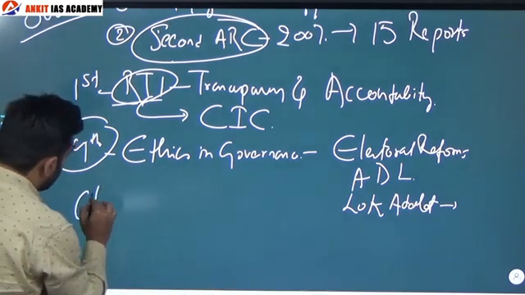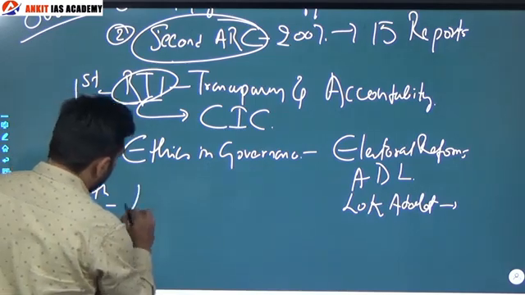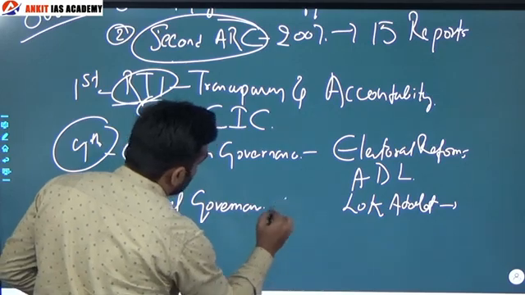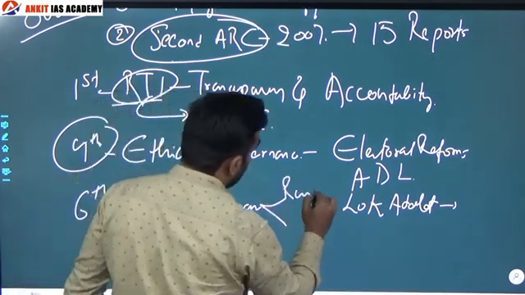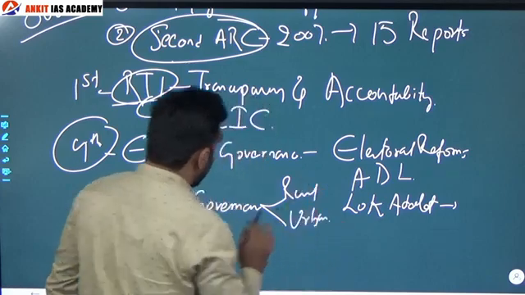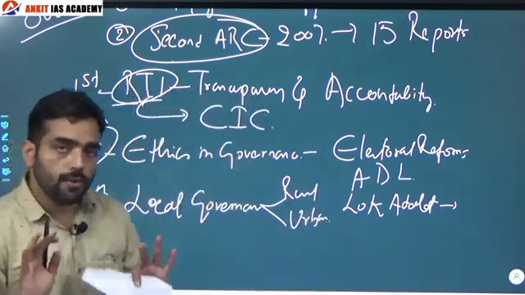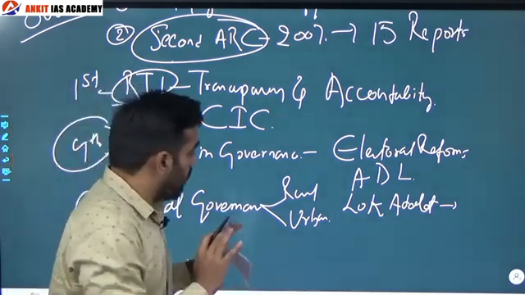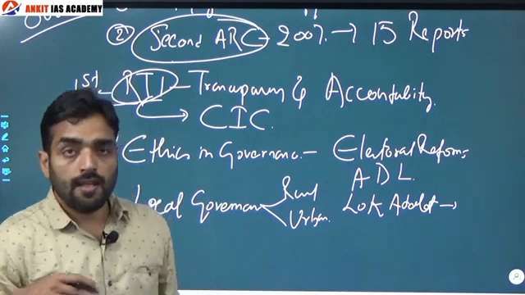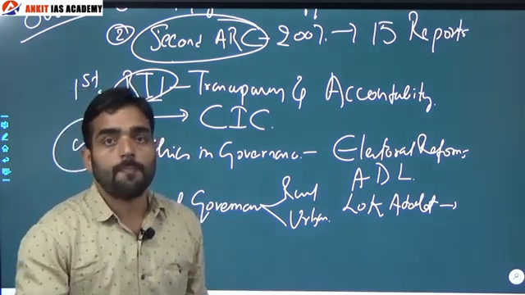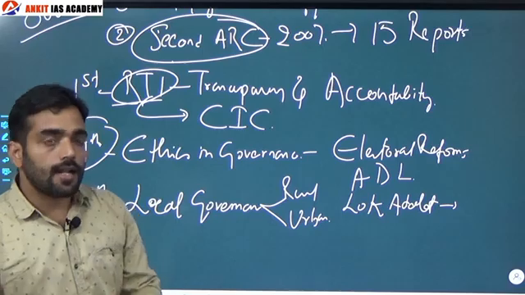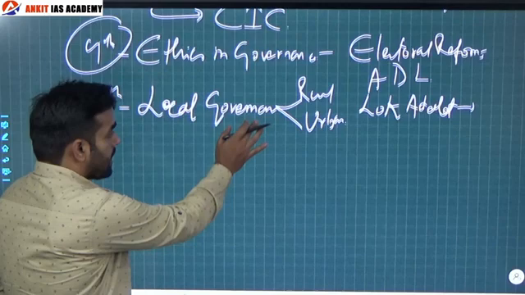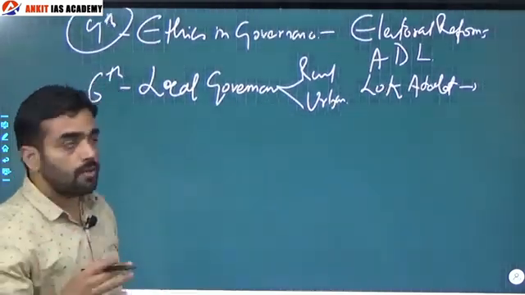The next most important is the sixth report. It is about local governance. So it is both about rural and urban. It is a comprehensive report, and once you read this report, you need not read anything else about local and urban government, because even if there is an article in the newspaper, the substance of that article has already been covered in this report.